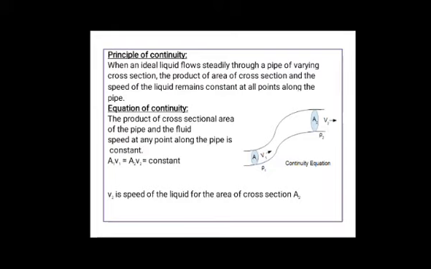Means the area of cross-section at this end is A1, speed is V1. So take the product of these two, A1 V1. Similarly, this side, cross-sectional area is A2 and speed is V2. Take the product of these two, it gives A2 V2. So according to the principle, A1 V1 must be equal to A2 V2 and it remains constant, means it must be equal to constant. So here in this case, V1 is speed of the liquid for the area of cross section A1, and V2 is speed of the liquid for the area of cross section A2. So equation of continuity is A1 V1 = A2 V2 = constant.